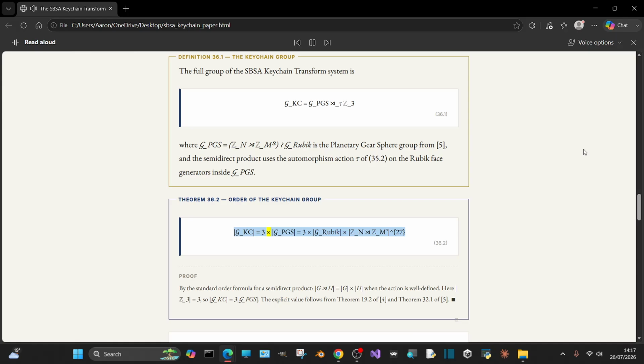_KC equals 3 times _PGS equals 3 times _Rubik times _n right semidirect product _m cubed caret 27 with 36.2. Proof. By the standard order formula for a semidirect product, the order of G right semidirect product H equals the order of G times the order of H when the action is well defined. Here _3 equals 3, so _KC equals 3 _PGS. The explicit value follows from Theorem 19.2 of 4 and Theorem 32.1 of 5.